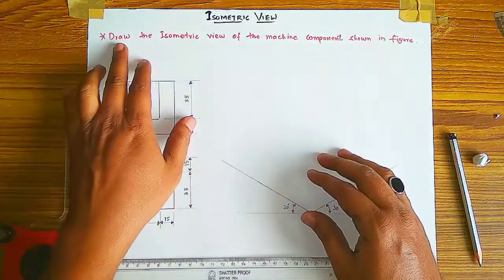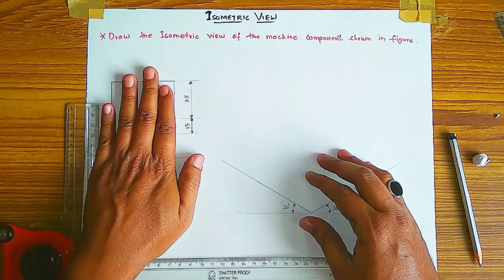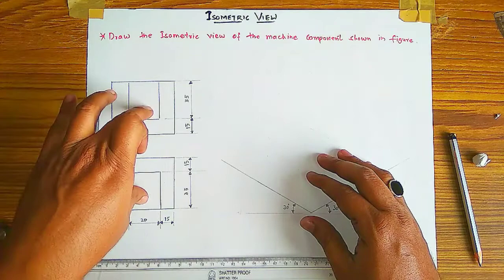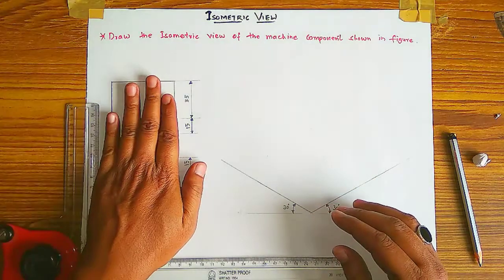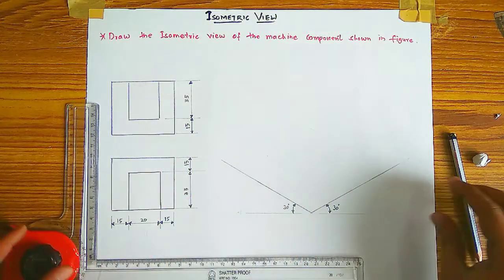Now I will start my question. Draw the isometric view of the machine component shown in the figure. This is the machine component, front view, top view, and this is the orthographic view. Now I am going to explain how to draw this front view, top view, and isometric view.